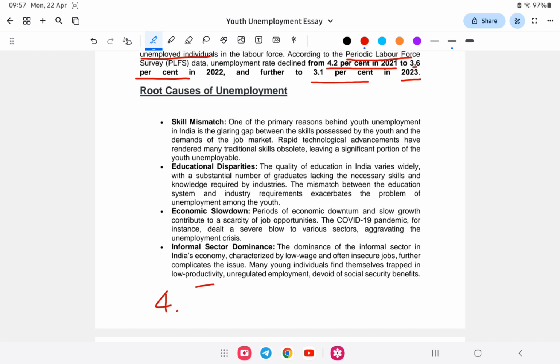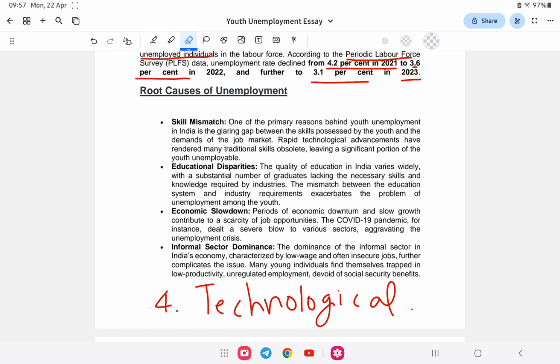I hope you got this. Next is technological unemployment. As the word suggests, for example, people who worked in the 1980s and 90s do not have much knowledge about the computer, MS Word, MS Excel, MS PowerPoint. They are technologically backward, so because of this it creates unemployment, as they are out of work, especially in the private sector. So this is also one of the factors.